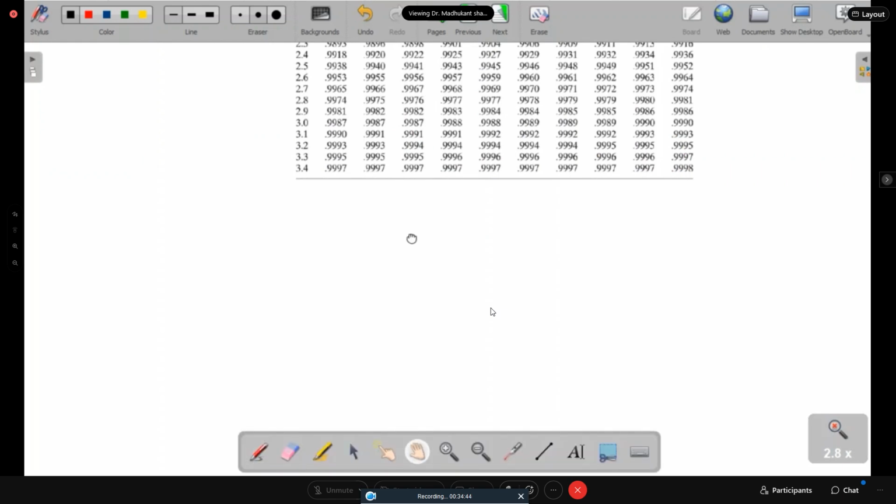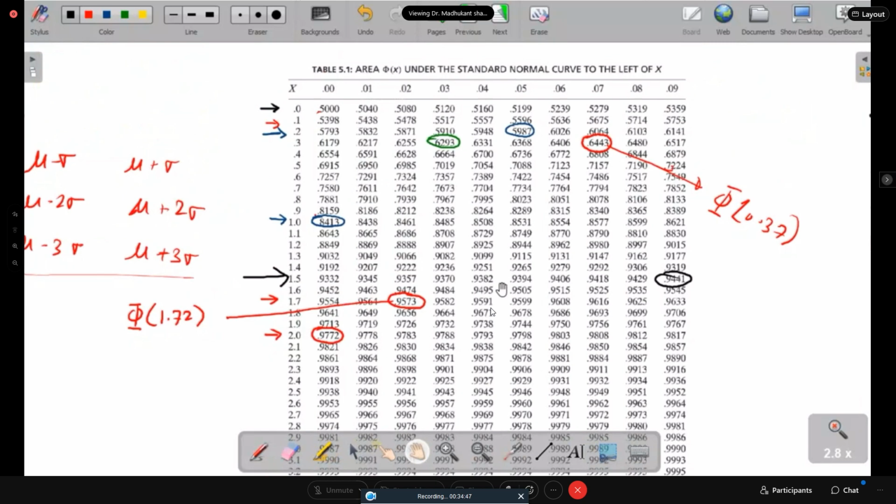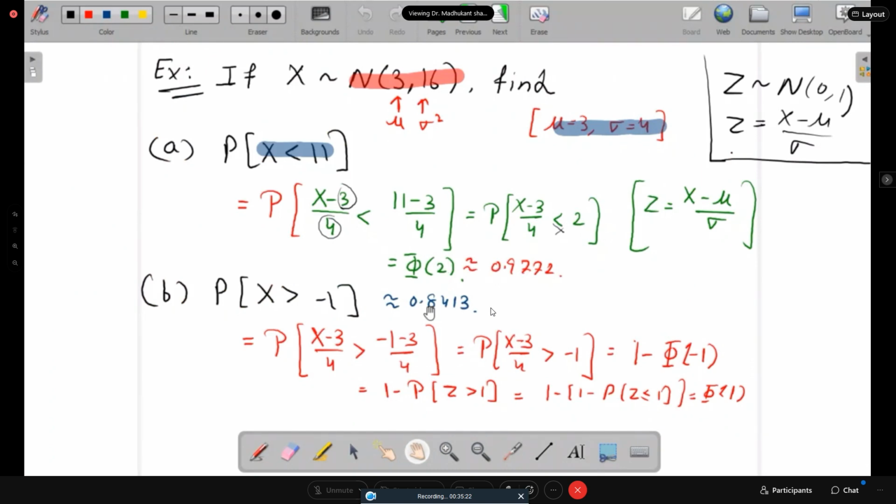Sir, if any question is asked, this is the level of precision we will require: 2 digits after the point. Like if you are asking any question regarding this in an exam, this table gives us accuracy till 2 digits after the point for x. So this will be enough, right? Yes, yes. Okay. So phi of 2 value is 0.9772. So this is fine.